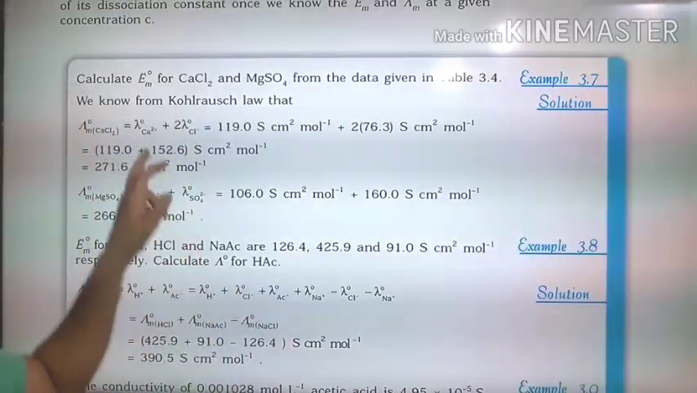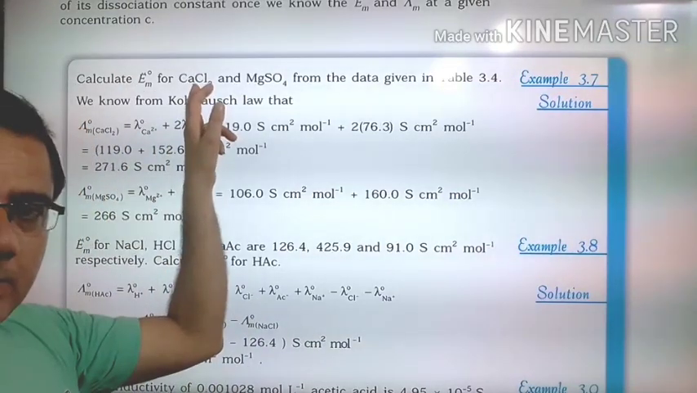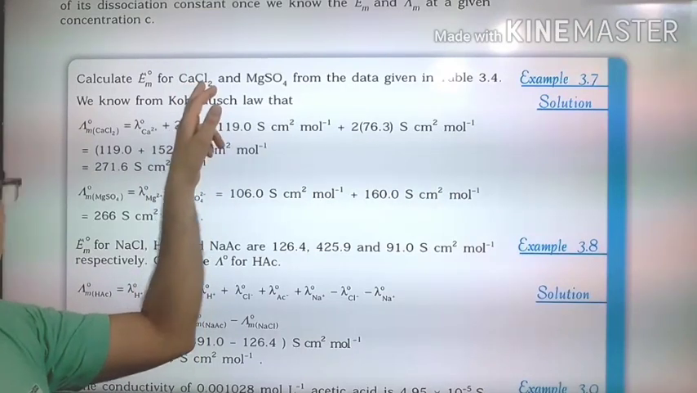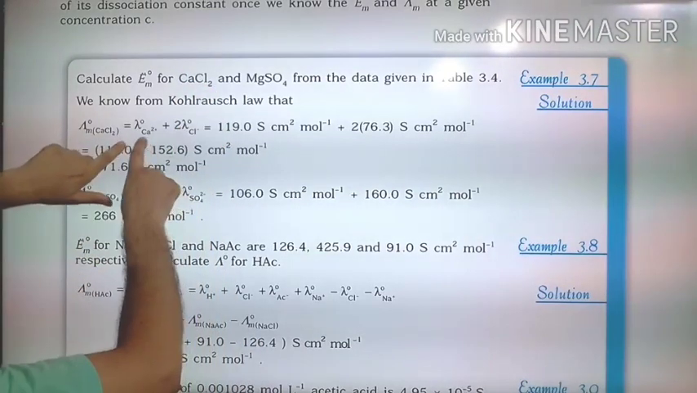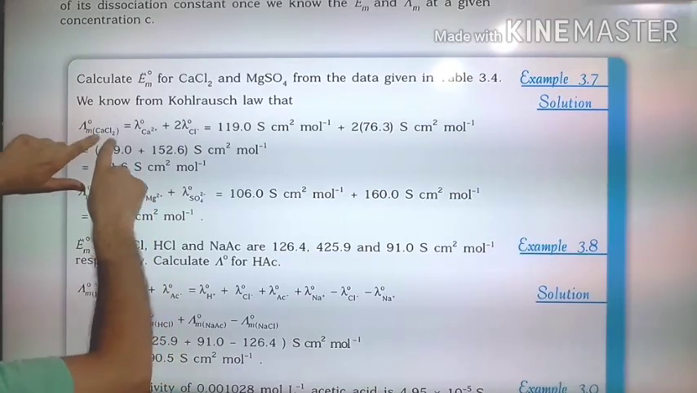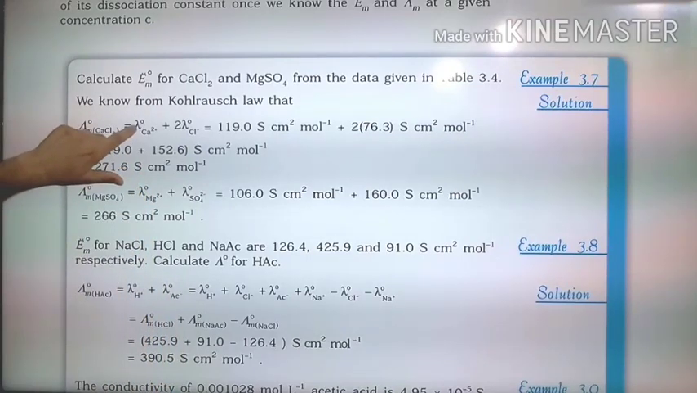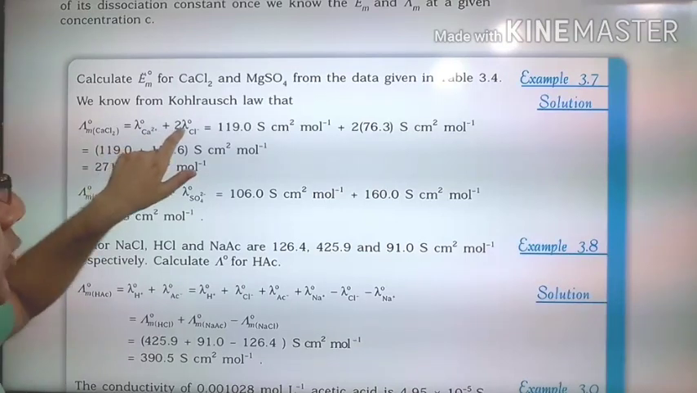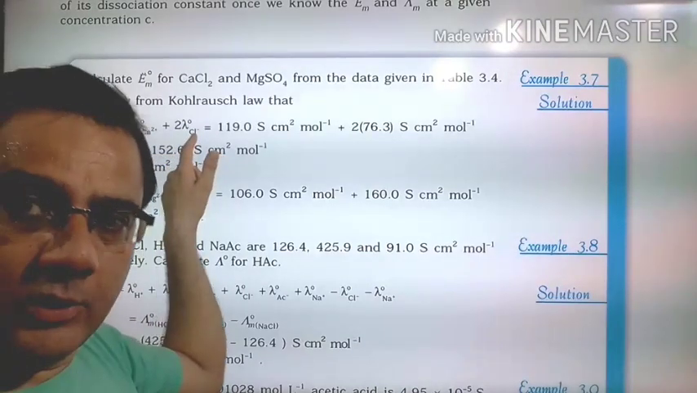See, calcium chloride की limiting molar conductivity. So we must know the limiting molar conductivity of the calcium and chloride. So see, limiting molar conductivity of the calcium chloride is equal to limiting molar conductivity of the calcium 2+ ion plus 2 into limiting molar conductivity of chloride ion.